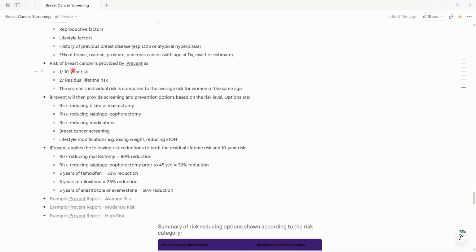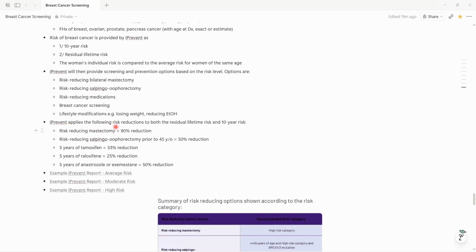iPrevent will give them a 10-year risk percentage, so a percentage of developing breast cancer over 10 years, as well as a residual lifetime risk of developing breast cancer. They also will compare that particular patient's individual risk to the average population risk for a woman of the same age. iPrevent will then provide them with screening and preventative options based on their risk level, such as a risk-reducing bilateral mastectomy, a risk-reducing salpingo-oophorectomy, risk-reducing medications like tamoxifen or anastrozole, information about breast cancer screening, and information about lifestyle modifications such as losing weight, reducing alcohol, or smoking cessation.